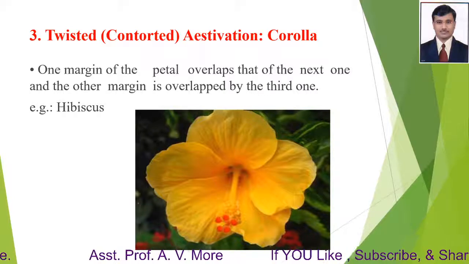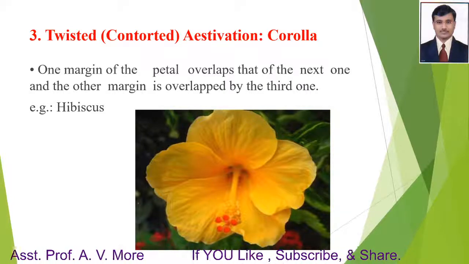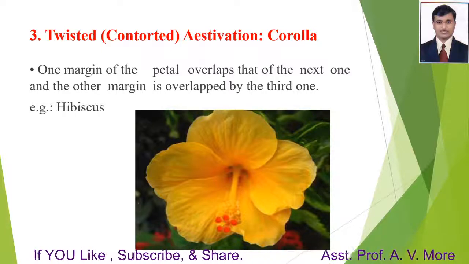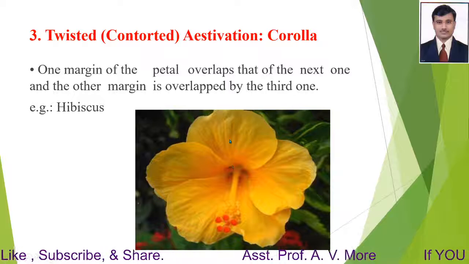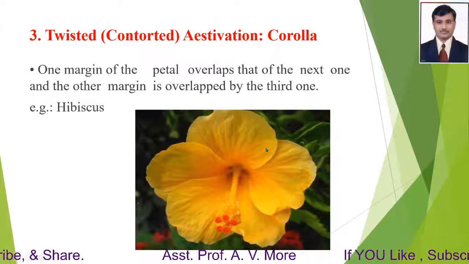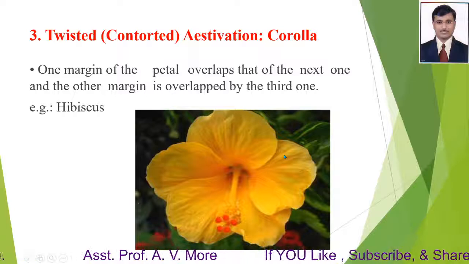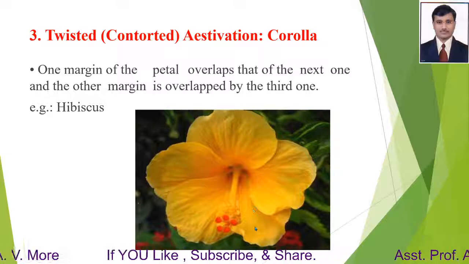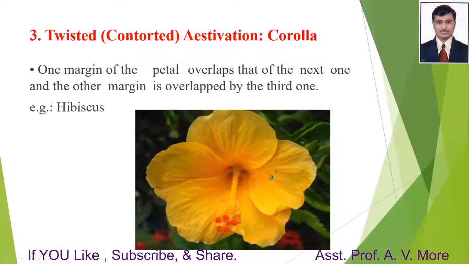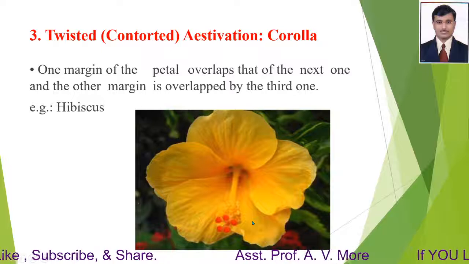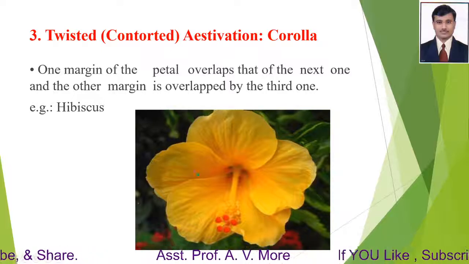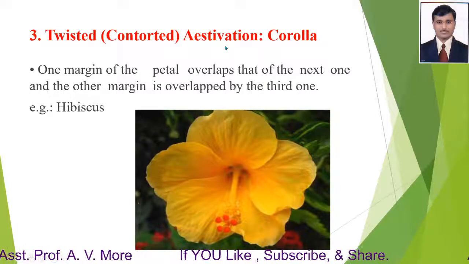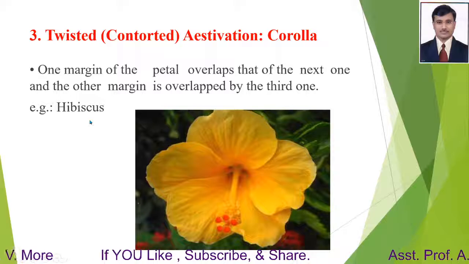In that aestivation, one margin of the petal overlaps that of the next one and the other margin is overlapped by the third one. The first overlaps the second and the second petal overlaps the third petal. This type of aestivation is called twisted aestivation. For example, hibiscus.